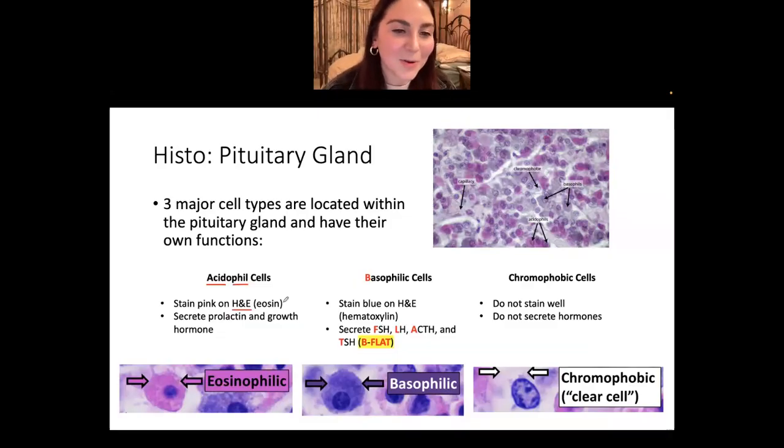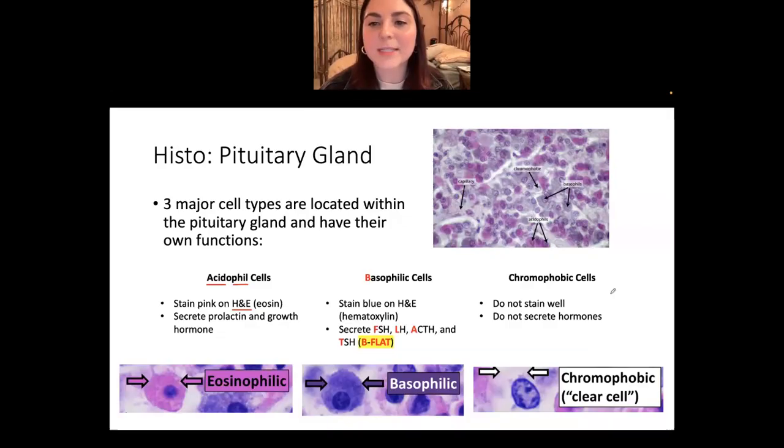And these cells secrete prolactin and growth hormone. Your basophilic cells stain blue. They bind strongly with hematoxylin, which is more of a basic stain, compared to the eosin part, which is more acidic. And these secrete FSH, LH, ACTH, and TSH. How people remember these hormones is B-FLAT: B for basophils, and then FSH, LH, ACTH, and TSH.